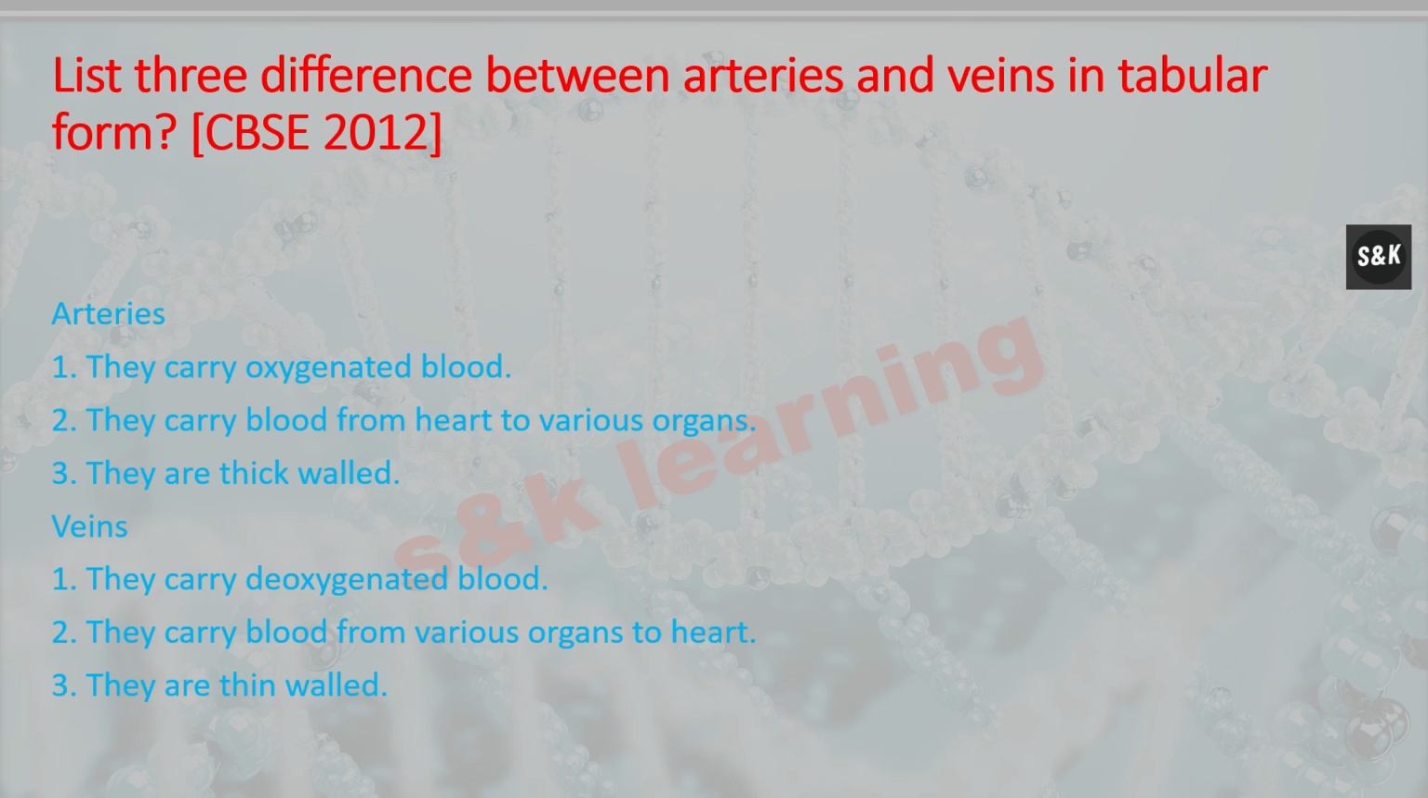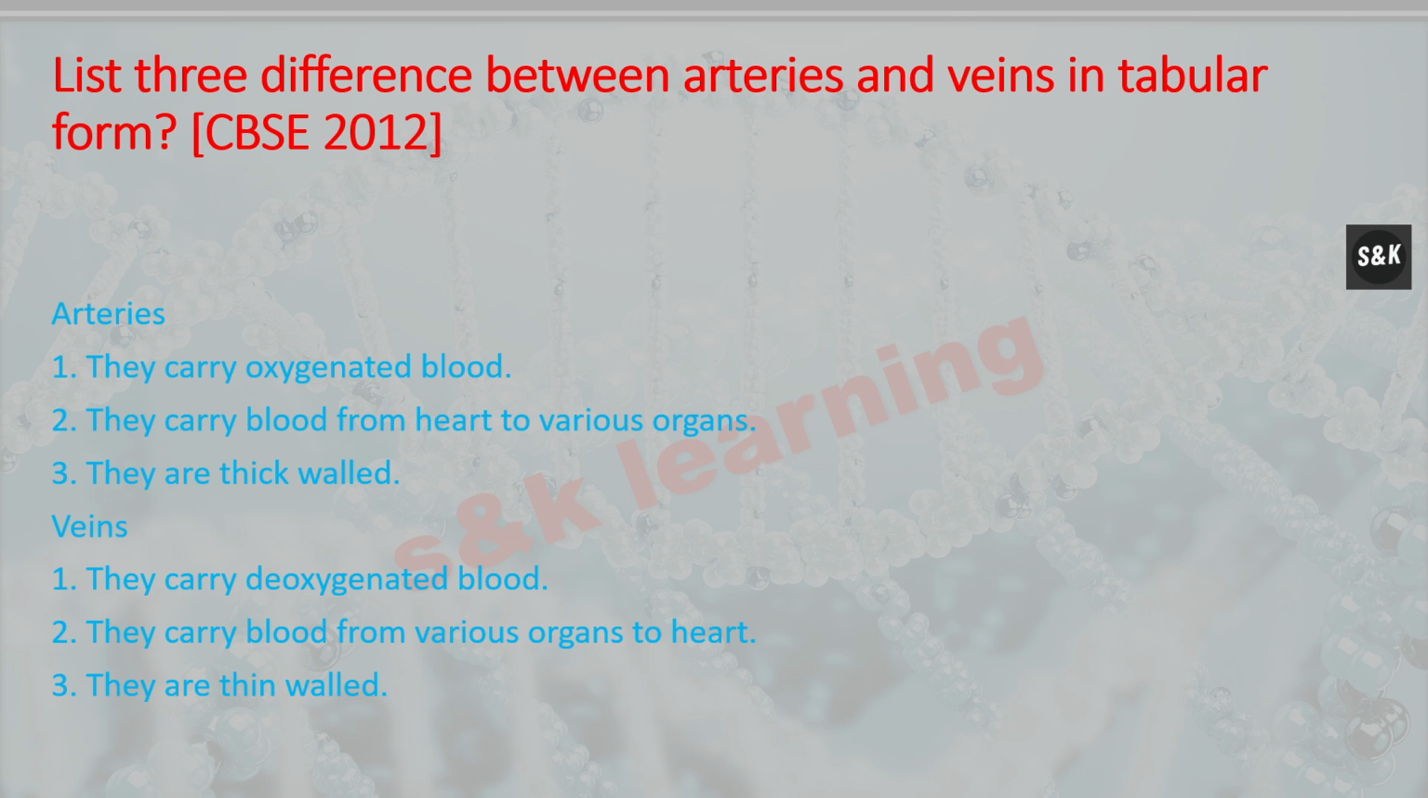List three differences between arteries and veins in tabular form. Arteries carry oxygenated blood, whereas veins carry deoxygenated blood. Arteries carry blood from the heart to various organs. Veins carry blood from various organs to the heart. Arteries are thick-walled. Veins are thin-walled.